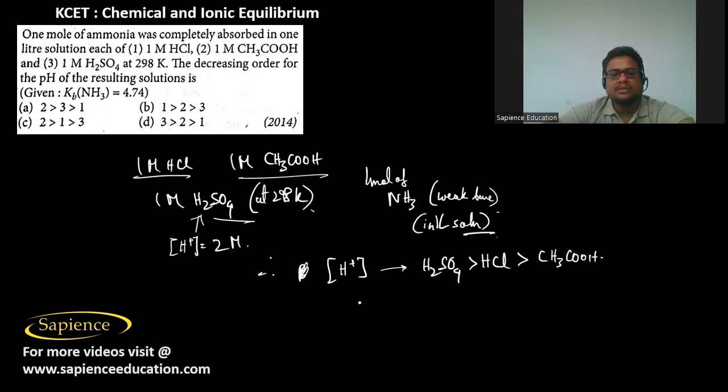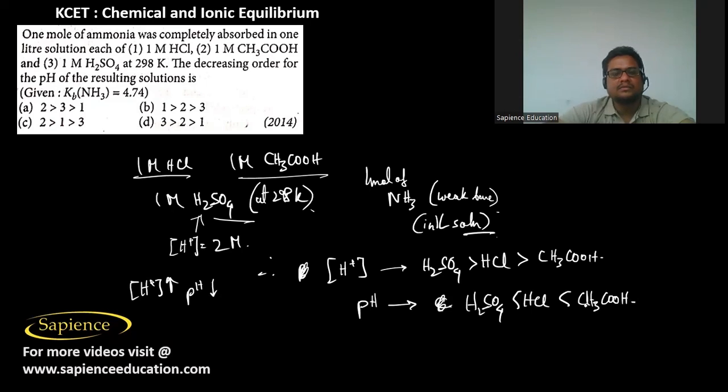So it means the pH should have the reverse order, since when H plus concentration is high, then the pH value is low. So the pH will be the least for H2SO4, and then higher for HCl, and then higher with CH3COOH. So it means CH3COOH is 2, HCl is 1, H2SO4 is 3. So it will be 2 more than 1 more than 3. So it means option C is the correct answer.